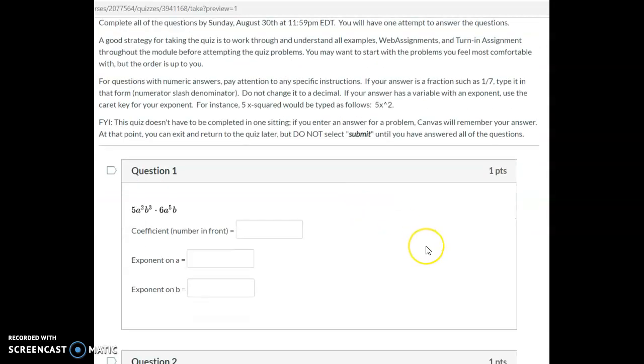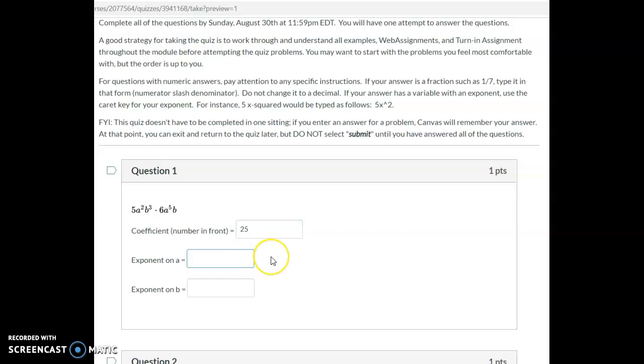So for instance, on this question, we are asked to multiply 5a squared b cubed by 6a to the 5th b, and I ask you to identify each of the parts of your answer. So the coefficient would be whatever you get when you multiply those coefficients together. I'm making up answers; I'm not giving you the answers here. But say you think that the coefficient of your final answer is 25. Then you would just type 25 here.